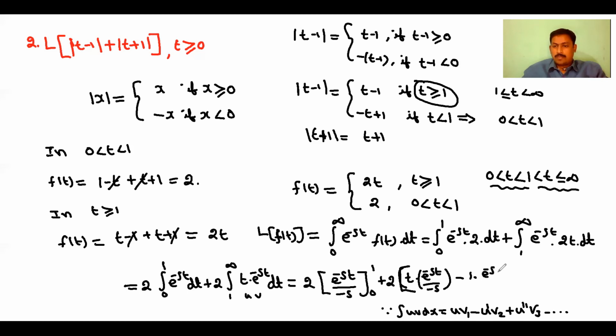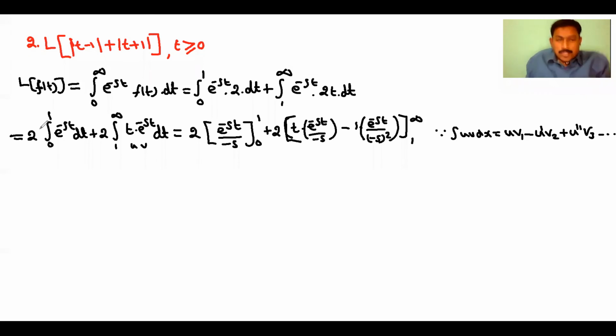Integral of e power minus st is e power minus st by minus s the whole square. Now apply the limit 1 to infinity. Here we have to apply the limit only for the function t, therefore take unnecessary terms out. In the first term, I can take minus 2 by s out, and I am going to apply the limit for t: e power minus s into 1 minus e power minus s into 0.